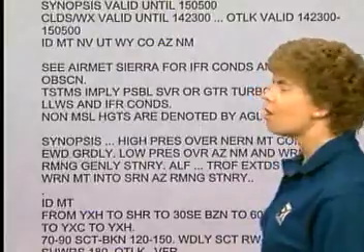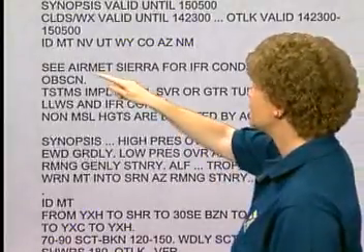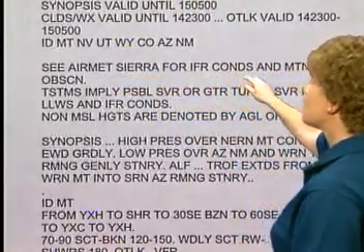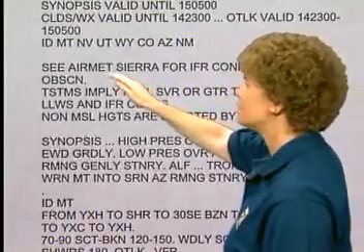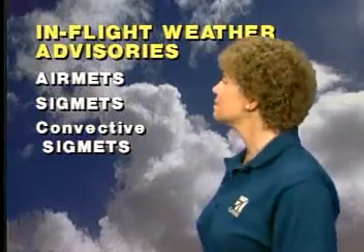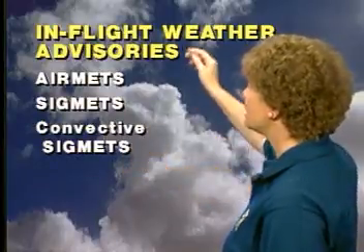Now, the second section includes the precautionary statements that you'll find in every area forecast. There's 3 of them, and they provide important reminders, and they only sound as if they were written by an attorney. First, they remind you to always check for the latest AirMet Sierra, which covers IFR conditions and mountain obscurations in the area that you'll be flying. So where do you find AirMet Sierra? Well, you find the AirMets, SIGMETs, and convective SIGMETs in the in-flight weather advisories, which we'll talk about a little later.